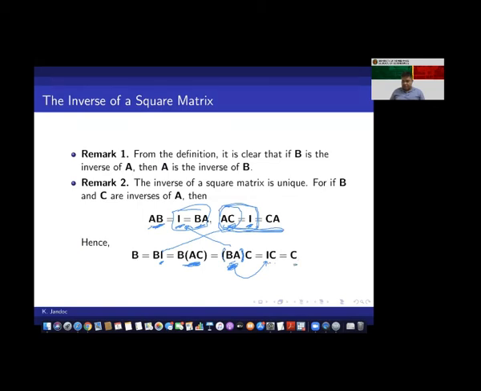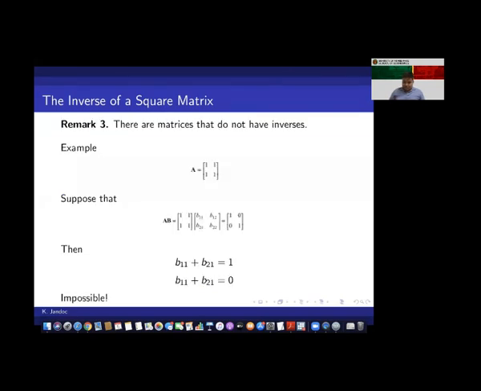Now, what does this statement tell you? In the end, B is equal to C. So this means that if two matrices are inverses of a matrix A, they should be equal, the same matrix. Therefore, the inverse of A is a unique matrix. So there cannot be two inverses for a particular matrix. But not all matrices have inverses.